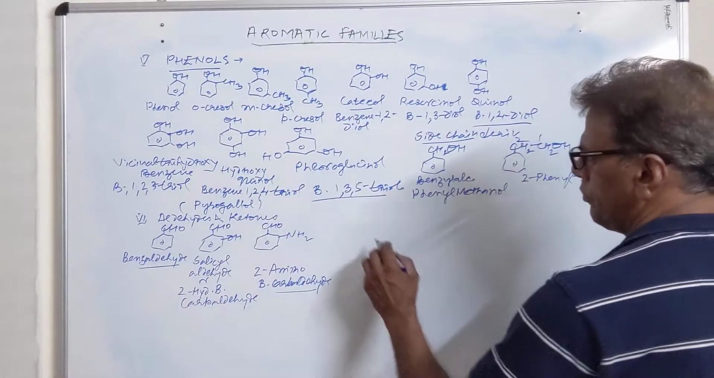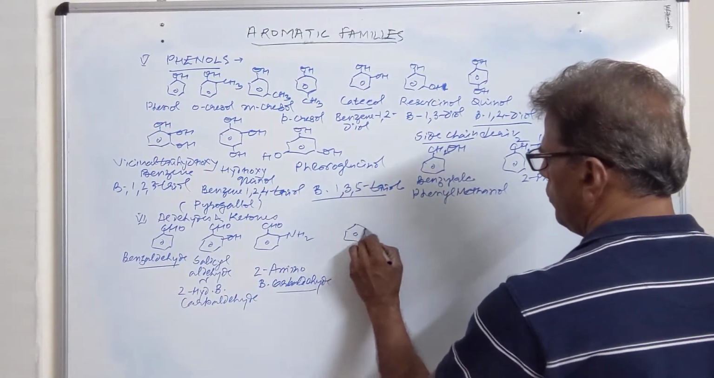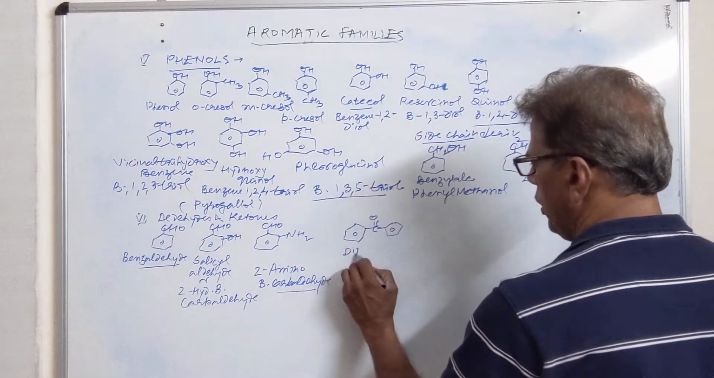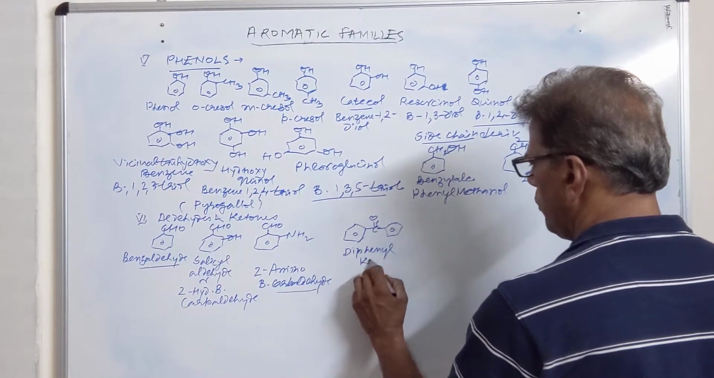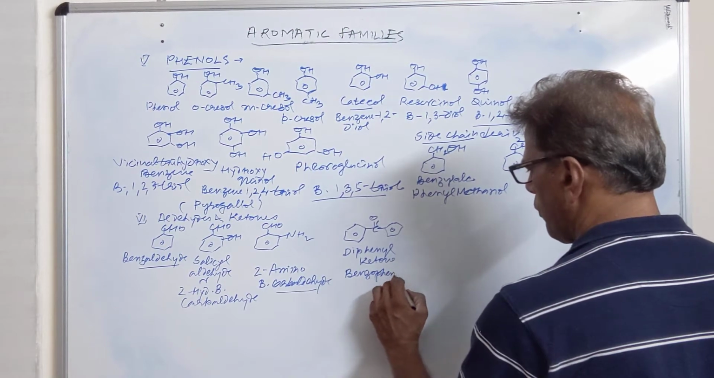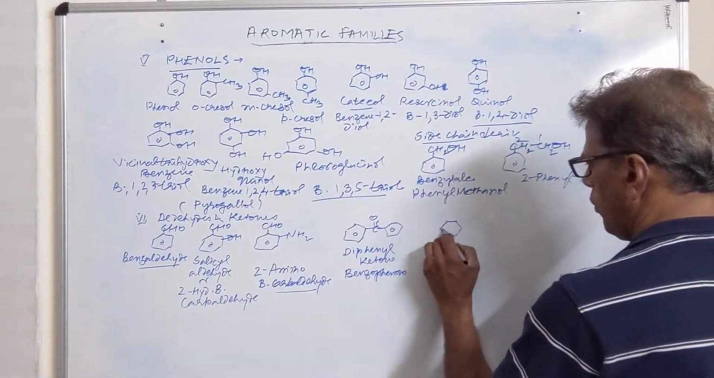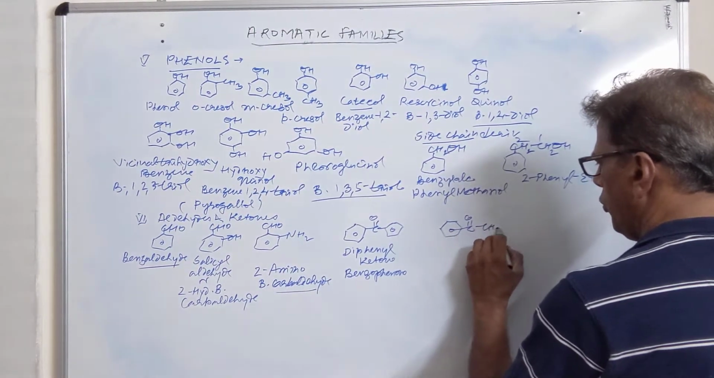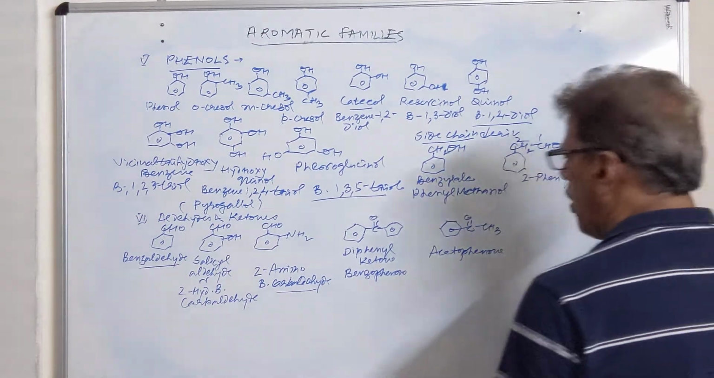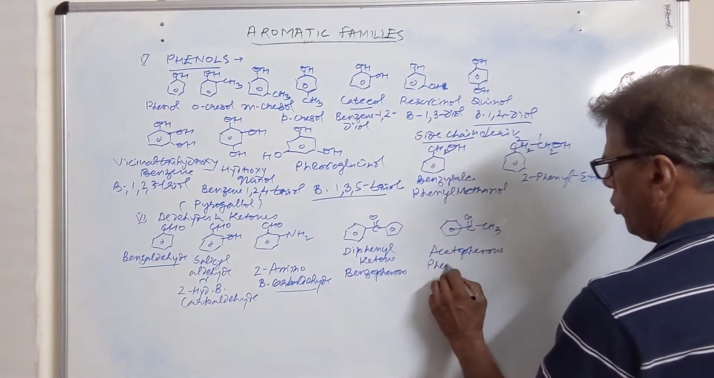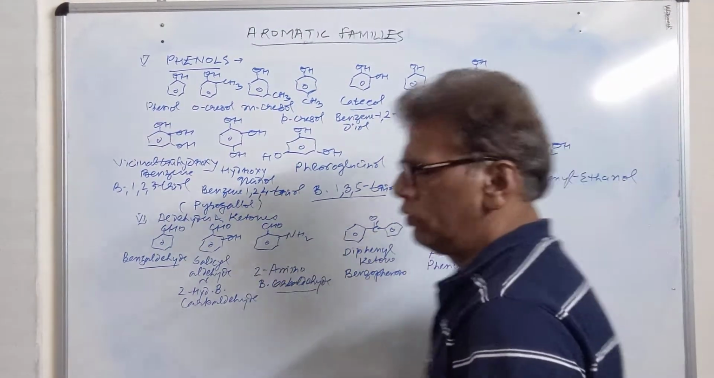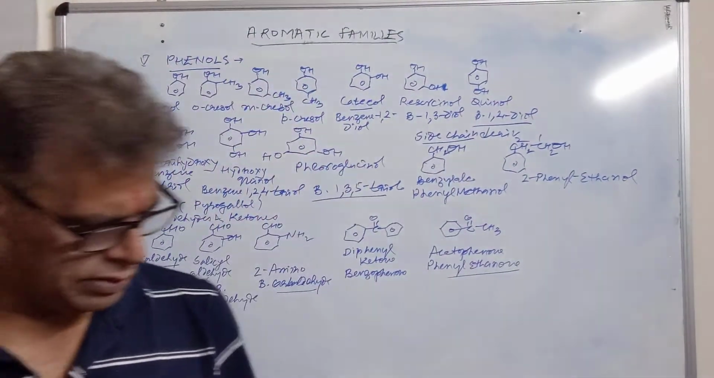Then we have ketones, benzene ring having CO group. This is diphenyl ketone, common name. IUPAC name will be benzophenone. This is acetophenone. Or phenylethanone, IUPAC name phenylethanone. So these are aromatic aldehydes and ketones.